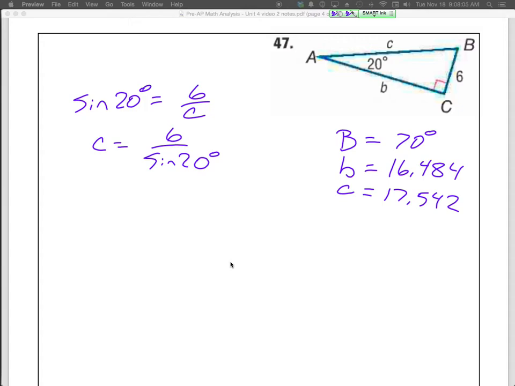Make sure that C is the biggest side. And make sure that B, how does B need to be related to the other side they gave me? It needs to be bigger, because the angle that goes with B is bigger than the angle of 20, so that means side B has to be bigger than the side that goes with 20. Very good. All right, let's do one more.